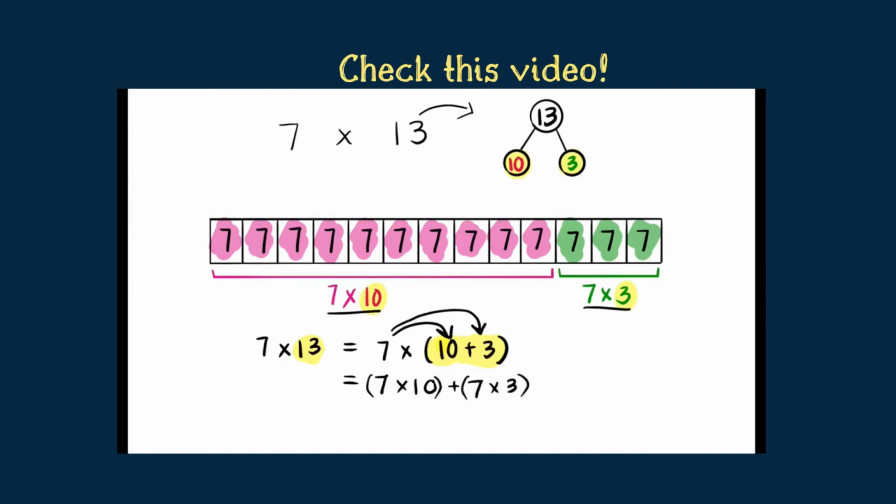We know that 7 times 10 equals 70. And we also can see that at the top on our tape diagram. And 7 times 3 equals 21, which we can also see on our tape diagram. And we know if we add 70 plus 21, we get 91. 7 times 13 equals 91.